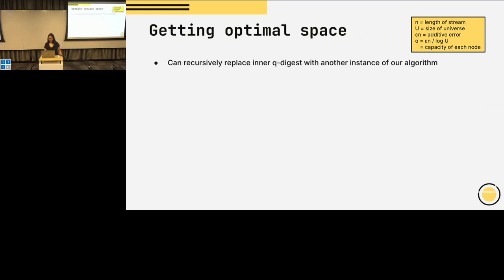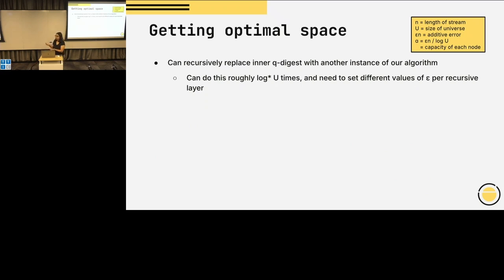Anyway, the main idea for getting optimal space is to recurse this construction. We had this new tree on which we were trying to do Q digest. Why don't we just apply our algorithm again, because we claim our algorithm is doing better than Q digest? So you just do this log star u times, and if you do, you'll lose error epsilon every time, so you'll need to set epsilon to epsilon over log star u. That would give you a log star u, but actually if you make epsilon vary, you can get around that. You can just make things converge.